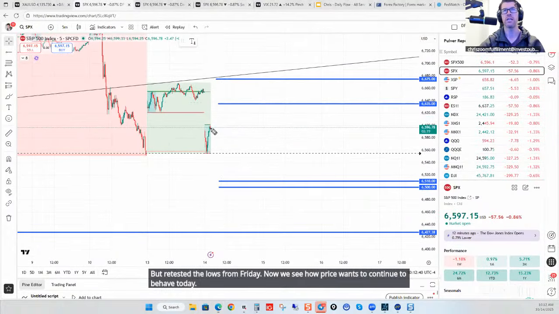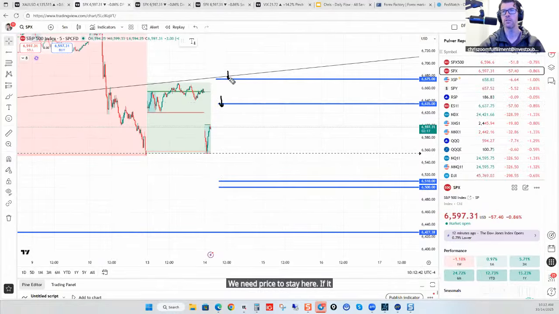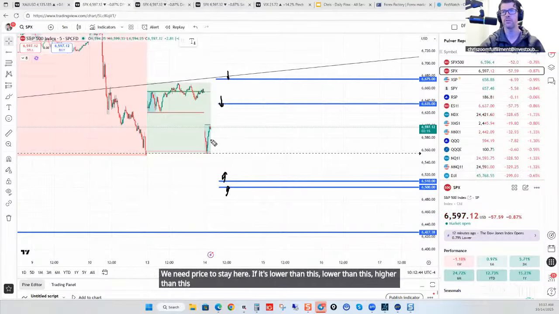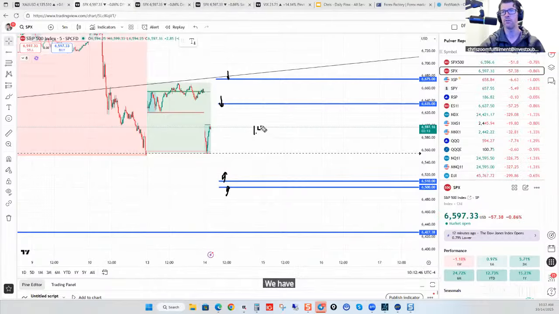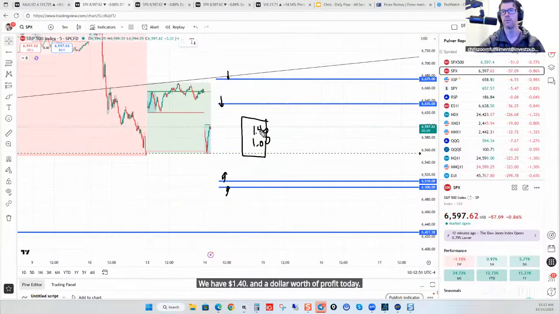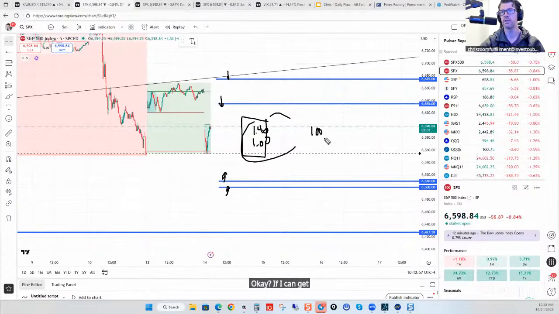We need price to stay here. If it's lower than this, higher than this, higher than this, we have $1.40 and $1 worth of profit today. I'm not trying to be a hero and take all $240 of it. If I can get close to $100 today, I'm happy.